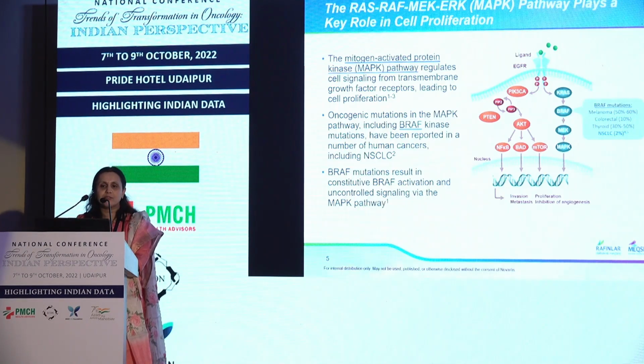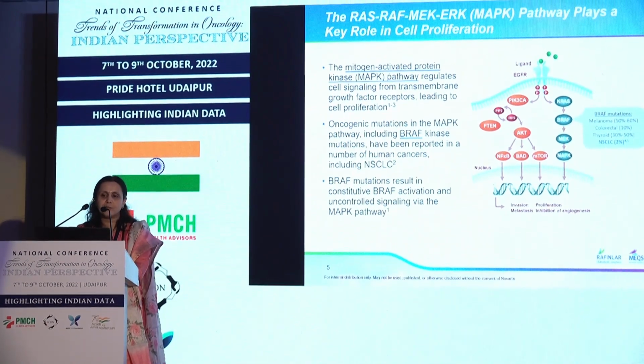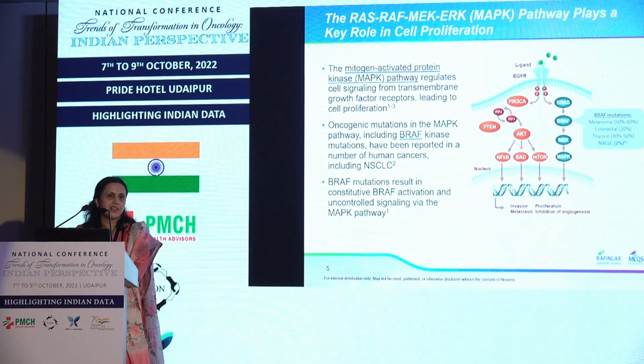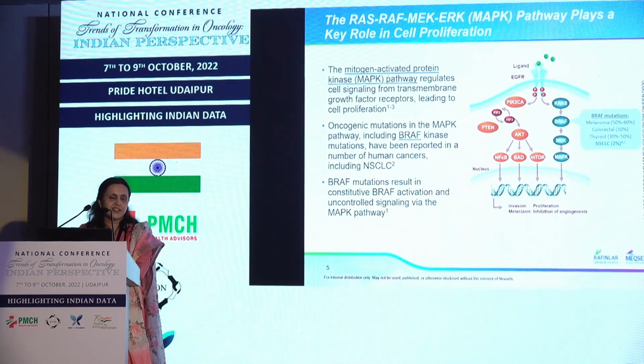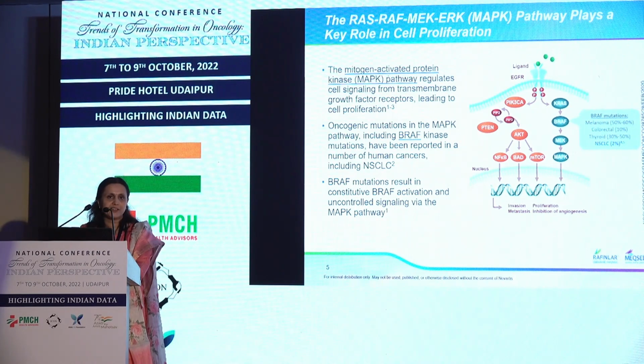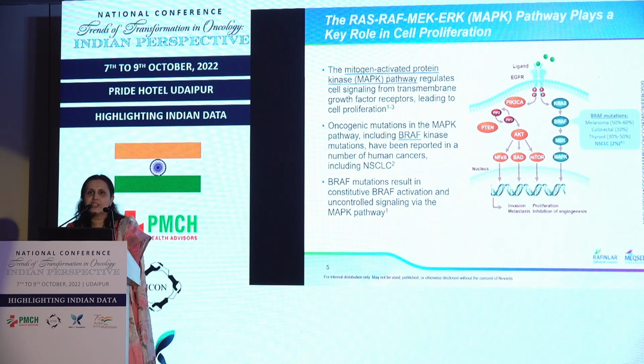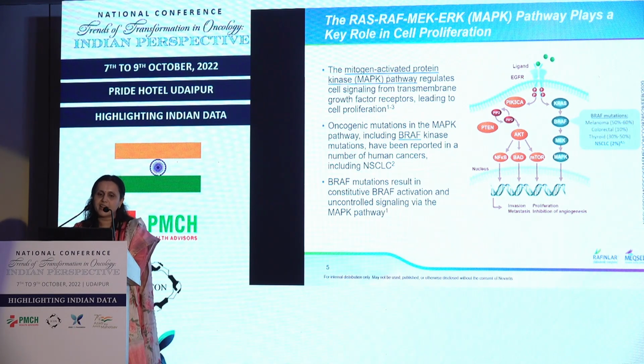So first, the introduction about the BRAF pathway, that is the MAPK pathway. The MAPK pathway is the mitogen activated protein kinase pathway. It regulates the cell signaling from transmembrane growth factors leading to cell proliferation. Any oncogenic mutation in the MAP pathway, including the BRAF kinase mutation, has been reported in a number of human cancers, and lung cancer is one of them.